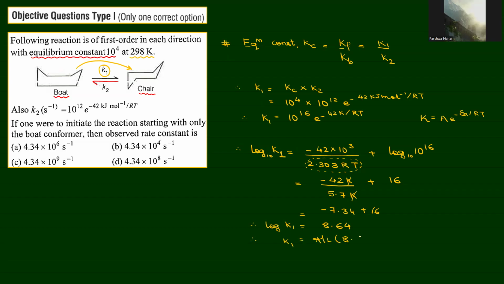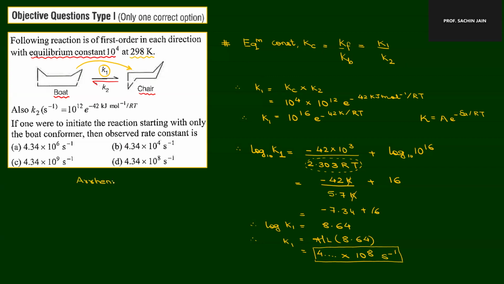You have to find K1, so it will be equal to 4 into 10 raised to 8. Correct. So 10 raised to 8 power has come, and there is only one such option, so you've already got the answer as 4 point something into 10 raised to 8 per second. That is your rate constant for the forward reaction where the boat conformer is converted into chair conformer. So this question was actually about the Arrhenius equation, clubbed with the equilibrium constant relation, which is given as k forward upon k backward.